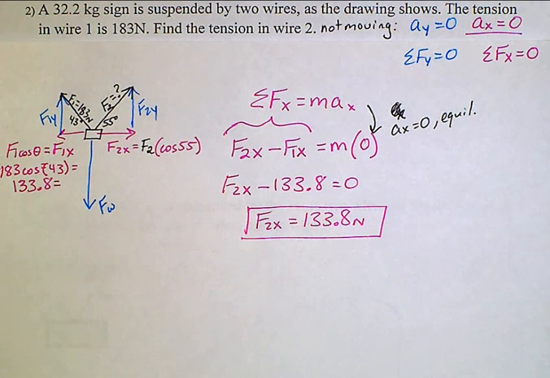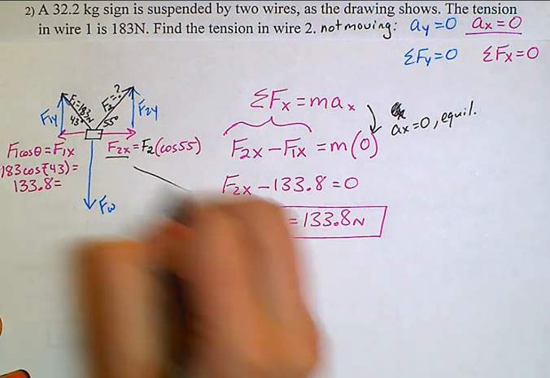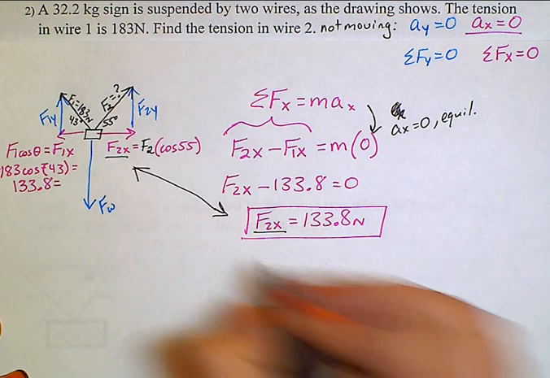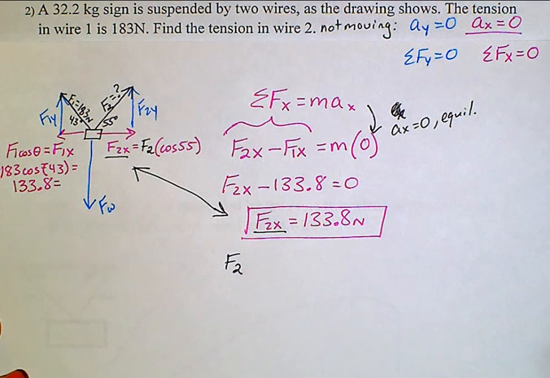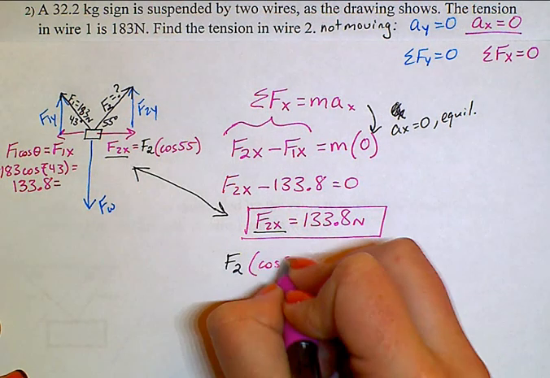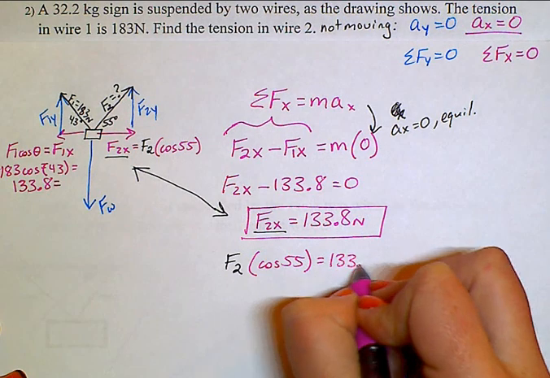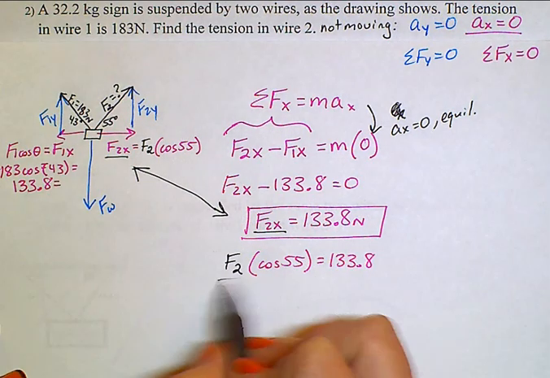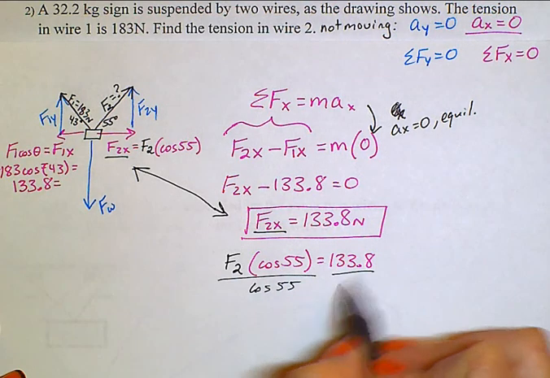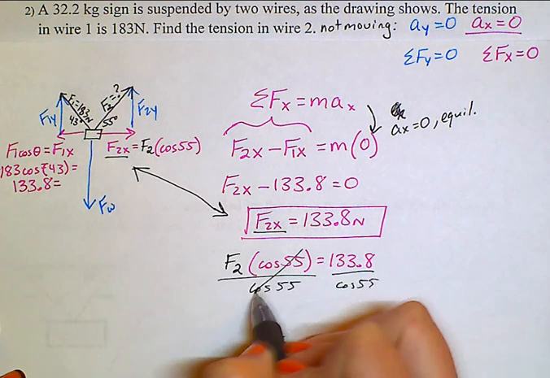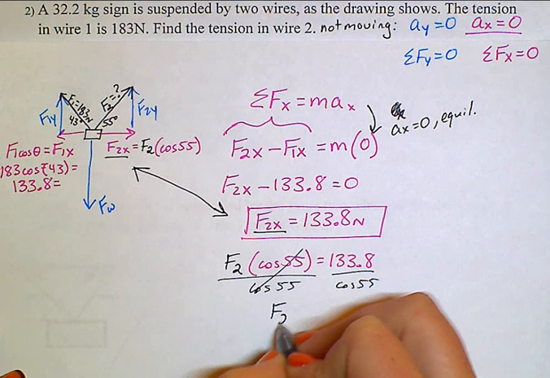But remember, I'm trying to find F2. So if I know F2x equals that, and F2x equals F2 times cosine of 55, I can set these two equations equal to each other. And I end up with F2 times the cosine of 55 equals 133.8. And divide by the cosine of 55 to solve. And F2 is equal to 233.